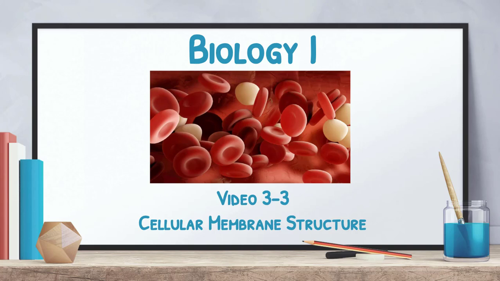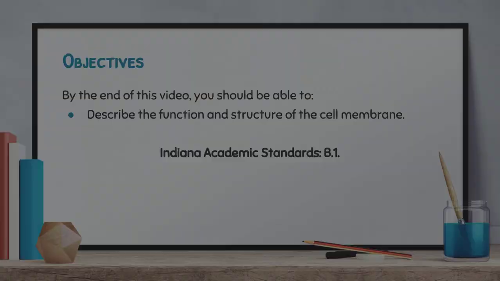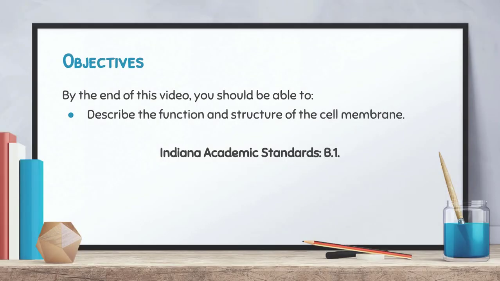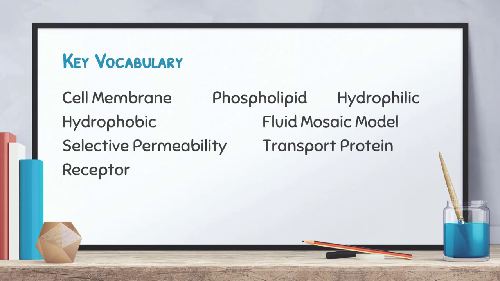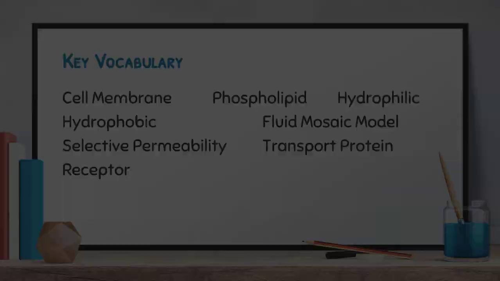So let's dive in and see what that structure looks like, so that way we can figure out how exactly it is selectively permeable. So hopefully by the end of this video you should be able to do one key thing, and that is describe the function and structure of the cell membrane. As you can see, we have quite a few vocab terms here, ones you may not necessarily know, but we will go through these, and hopefully with a little bit of studying you'll be really good at knowing what these things do. Let's get started.